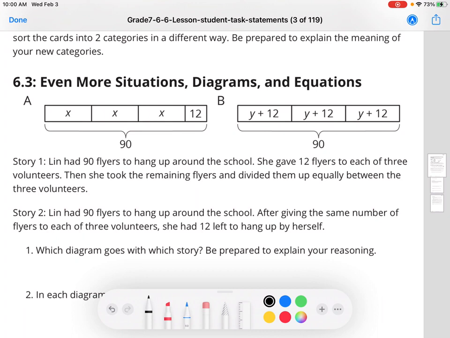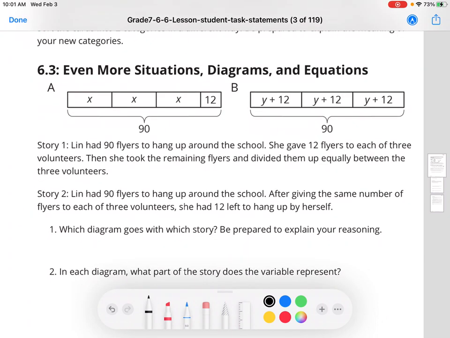On story 2, Lynn had 90 flyers to hang up around the school. After giving the same number of flyers to each of the 3 volunteers, she had 12 left to hang up by herself. So which diagram goes with which story? So diagram A goes with which story? Story 2. And diagram B goes with which story? That would be story 1.